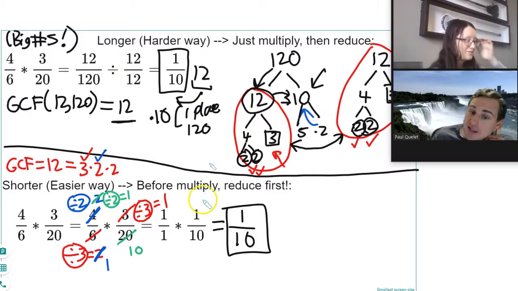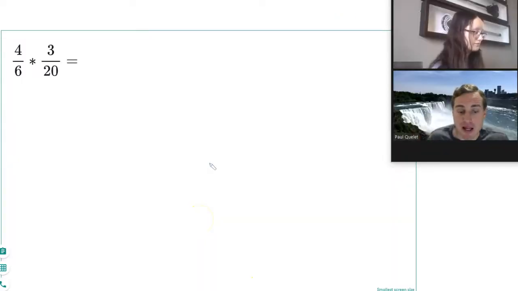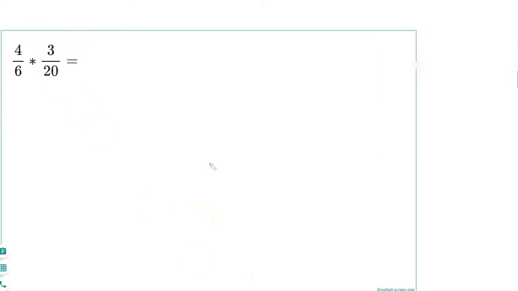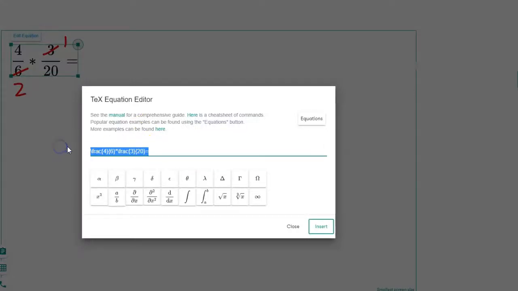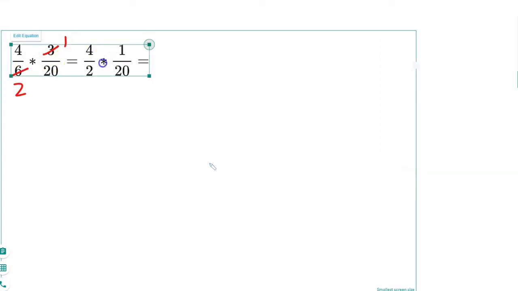So if that's the case, then I would suggest do it this way. If you don't want to get lost, then I just suggest rewrite it each time. Remember at first we divided this by 3, we got 1 and 2. So if you want to, and by the way, there's absolutely no shame in doing this, there's zero shame in doing this, you can remake this 4 over 2 times 1 over 20, like that. Does that make sense? Yeah. Because the 3 became a 1 and the 6 became a 2.